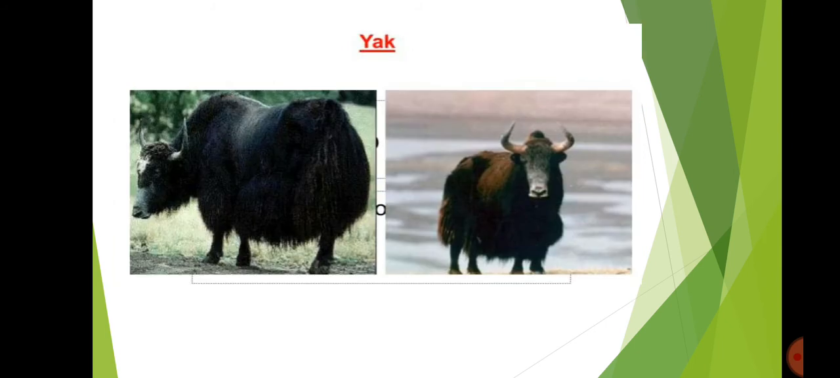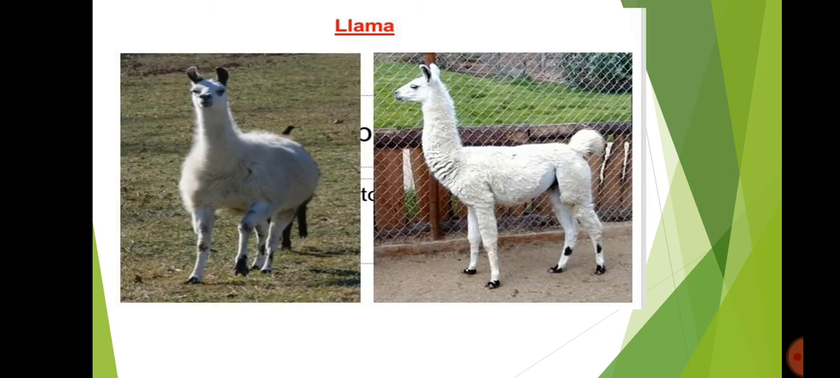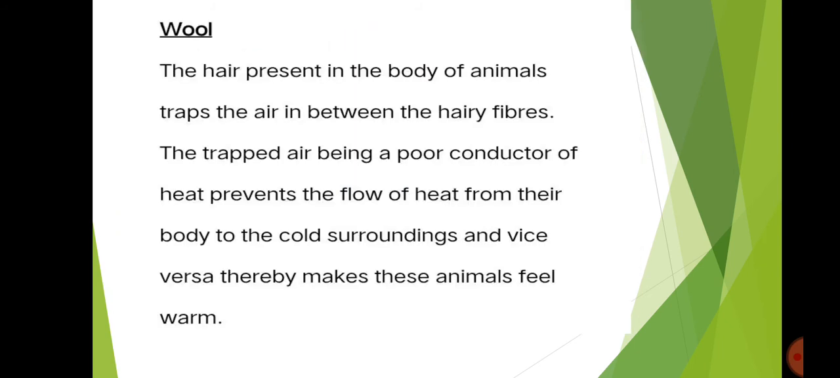Sheep. The body of animals traps the air in between the hairy fibers. The trapped air, being a poor conductor of heat, prevents the flow of heat from their body to the cold surroundings and vice versa, thereby making these animals feel warm.